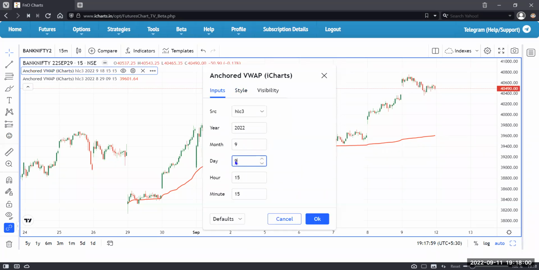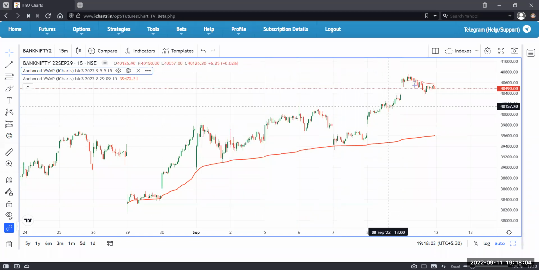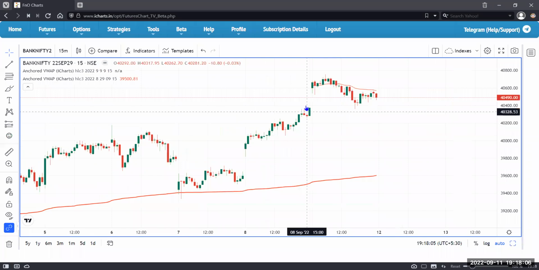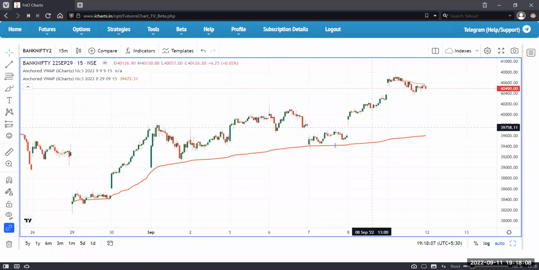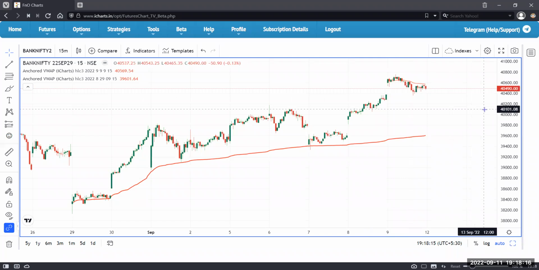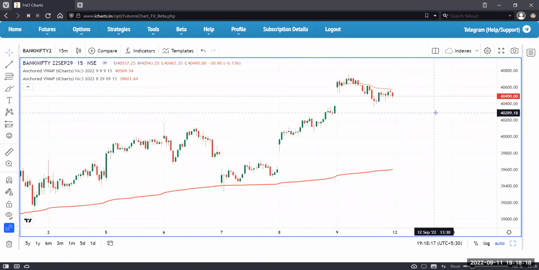9th, 9:15. This is the latest one, and the start of the new week. The idea is that whenever a VWAP starts from Friday, the trend generally continues for the week. It generally happens. Of course, there will always be exceptions.